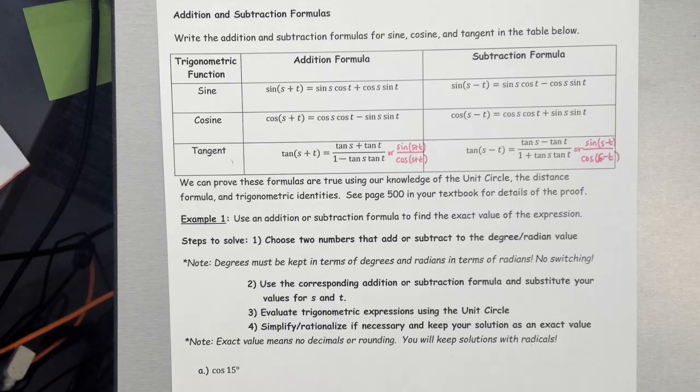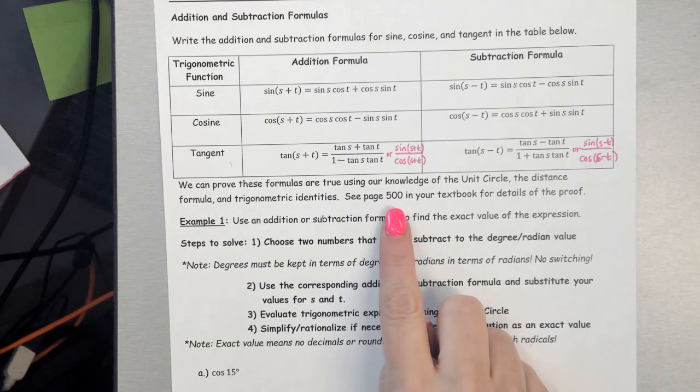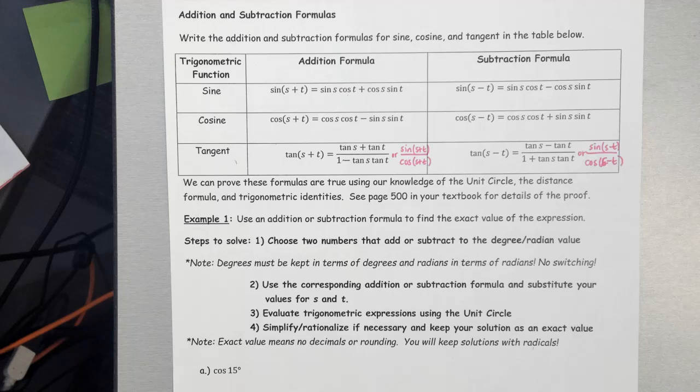Okay, and then you can prove those formulas. The book does that for you using what we know about the unit circle. And then when you go to your homework today, you can check that out on page 500. So we're going to use these formulas to find the exact value of the expression.